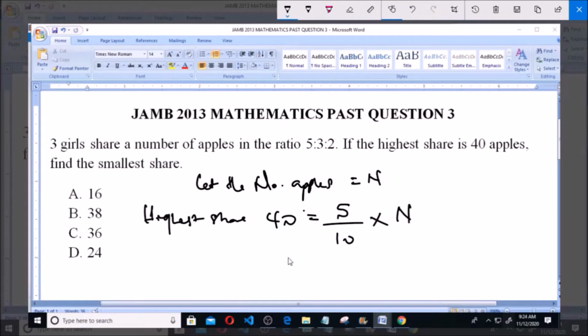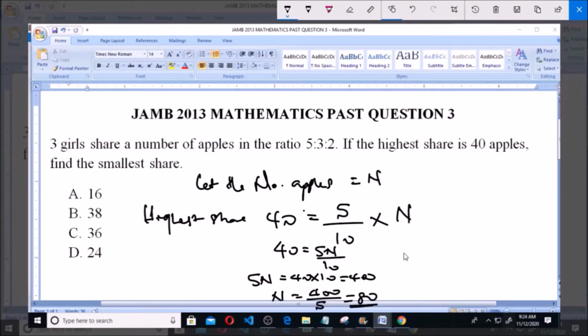Now from here we'll have that 40 is equal to 5n all over 10. Then 5n is equal to 40 times 10, which is equal to 400. Therefore n will be equal to 400 all over 5, which is equal to 80. So the total number of apples is 80.